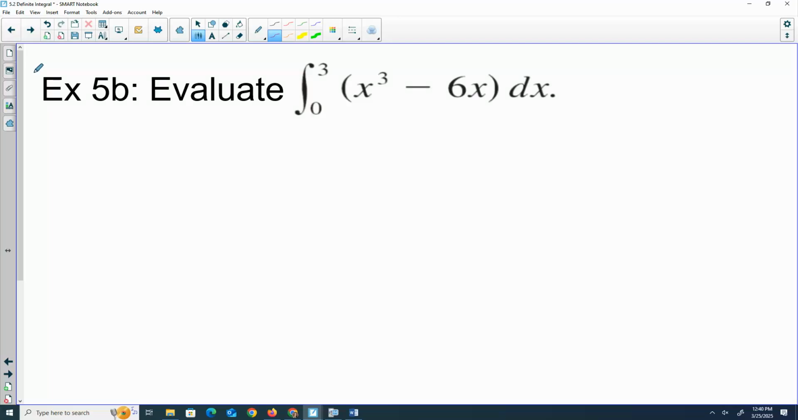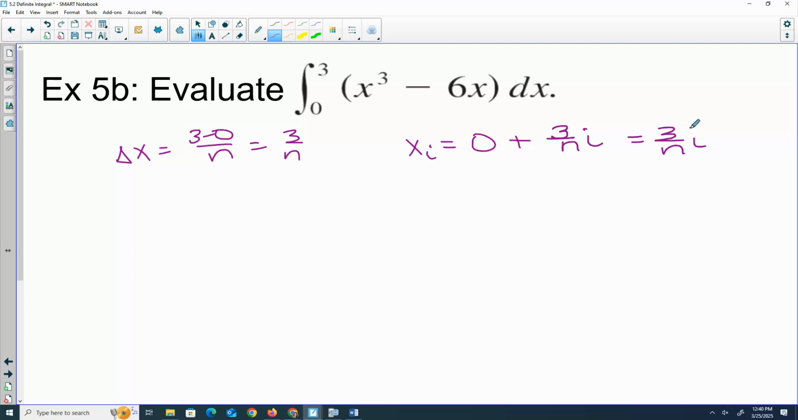Alright, let's take a look at this one. Practicing evaluating these integrals, so that's kind of like yesterday. So how do I find my change in x? How do we get x sub i? The lower limit plus change in x times i. So you just get 3 over n times i.